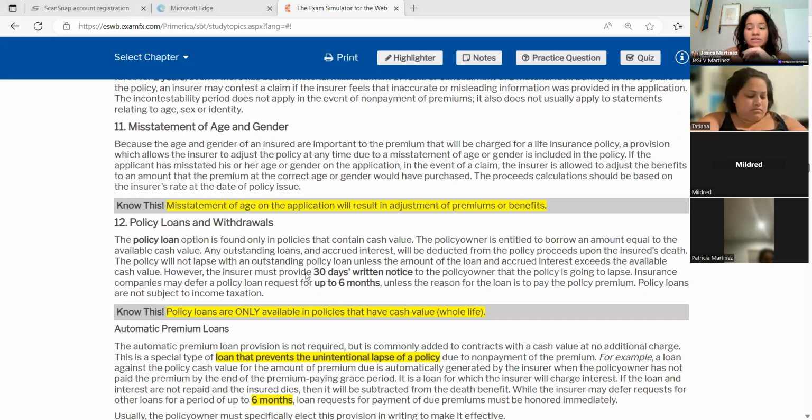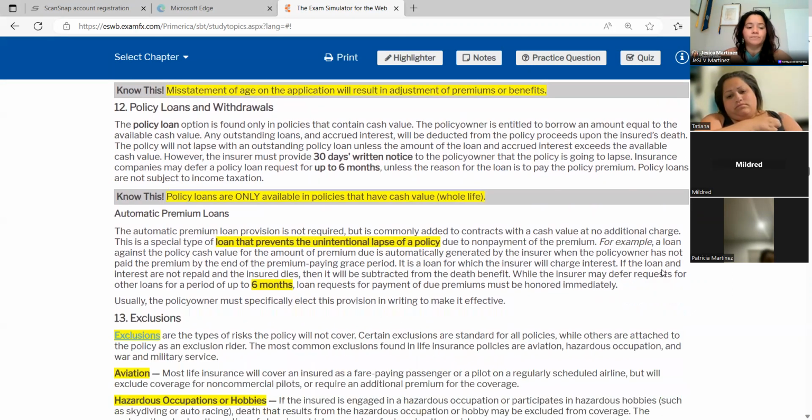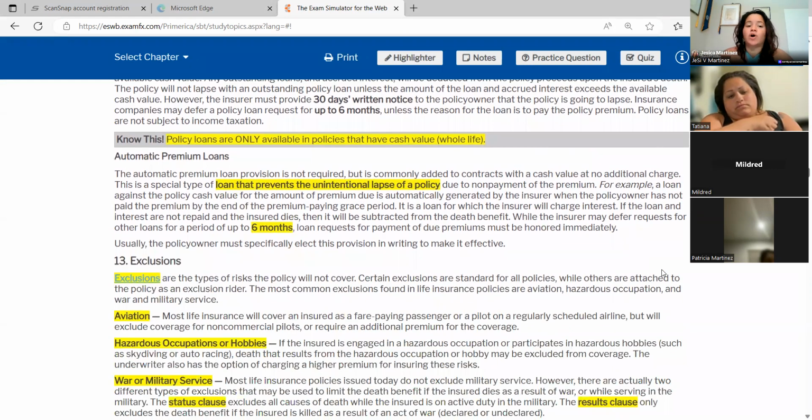It says, however, they need to provide you with a 30 days written notice that it's going to lapse to give you a chance to pay back. Insurance companies may defer a policy loan request for up to 6 months, unless the reason for the loan is to pay the policy premium. Policy loans are not subject to income tax. And so policy loans are only available in policies that have cash value, which we know them, as well as whole life, okay?